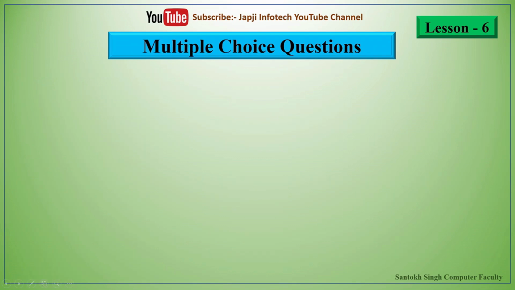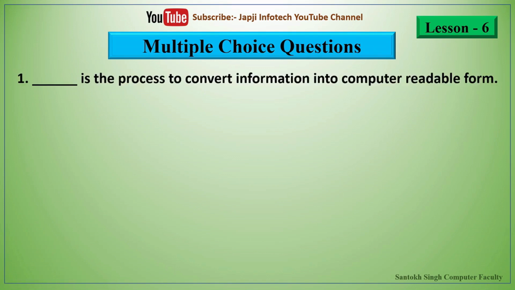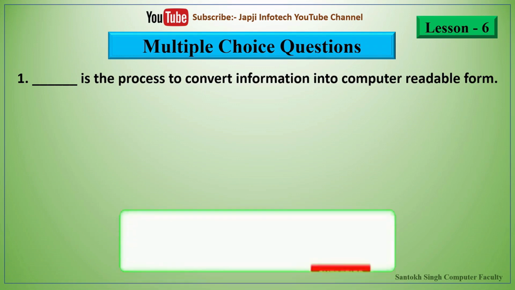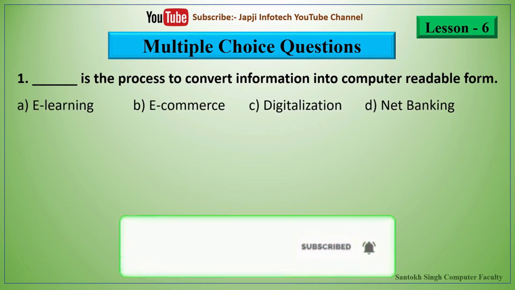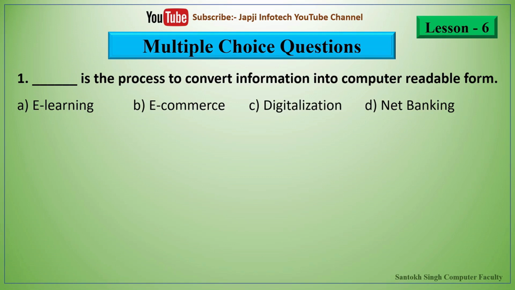So now we will learn about multiple choice questions in lesson number 6. So the first question is, dash is the process to convert information into computer readable form, and their options are e-learning, e-commerce, digitalization, net banking. And the right answer is digitalization is the process to convert information into computer readable form.